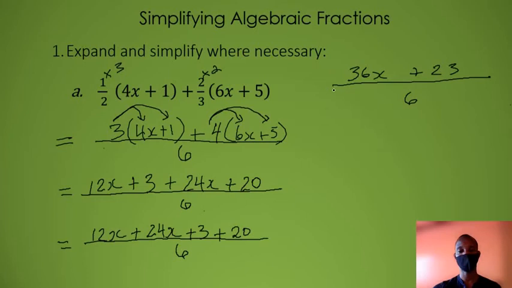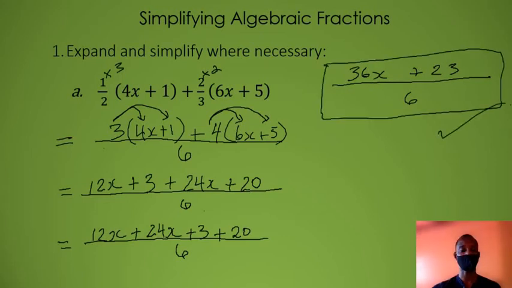Can we go any further? If we look at it, 36x plus 23 cannot be added. They are unlike terms. This is a term in x. In other words, a variable term should not be added to a constant term. So we'll leave the expression as is in the numerator. And this is our solution.